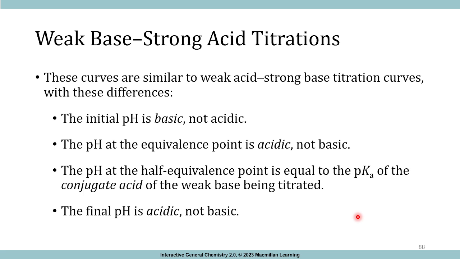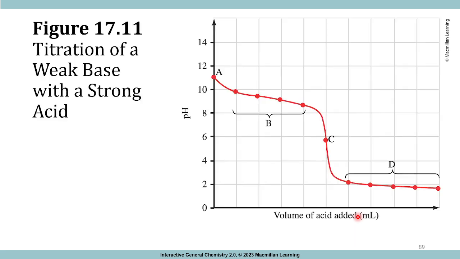Because remember again, a weak base is a weak base because its conjugate acid is itself a weak acid, isn't it? And so the pH at half the equivalence point would be equal to the pKa of the conjugate acid of your weak base that's being titrated. The final pH is going to be acidic, not basic, because you'll have excess strong acid at that point. Okay, and so we can see that this is literally just the previous curve flipped on its head.